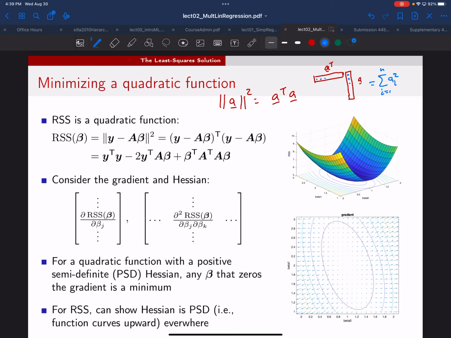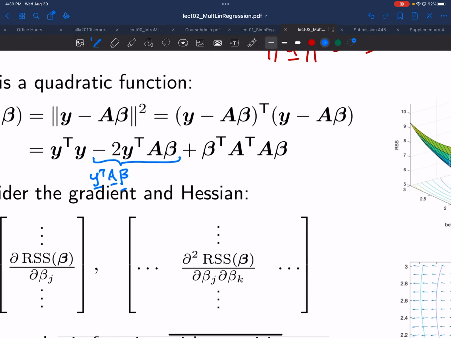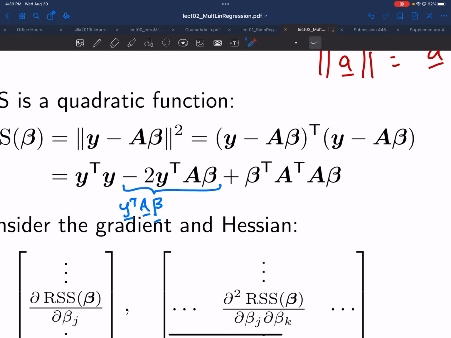So we're going to have y transpose A beta. So I got that y transpose A beta, and there's a minus sign. And then we also have another one, which is this A beta transpose Y. Right, so that's A beta quantity transpose Y.